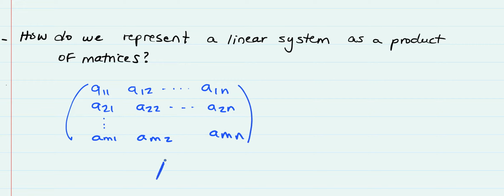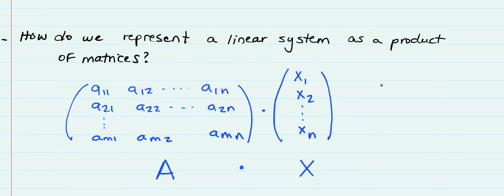And this is going to be my matrix A. And then I'm going to multiply this matrix by the variables. So we had x sub 1, x sub 2, all the way to x sub n. And I'm going to call this matrix X. I'm going to put an equal sign, and then I'm going to make a matrix B, or I'm just going to put all of the B's that we saw.